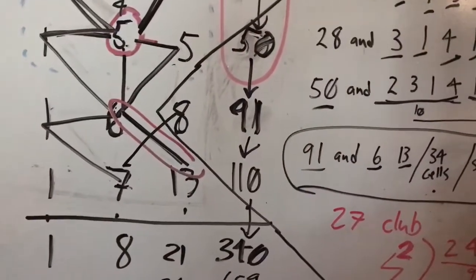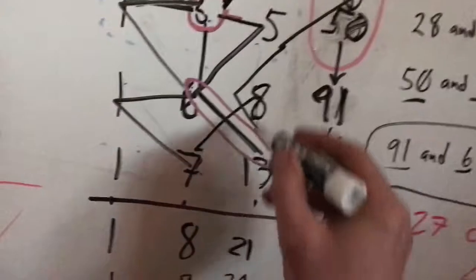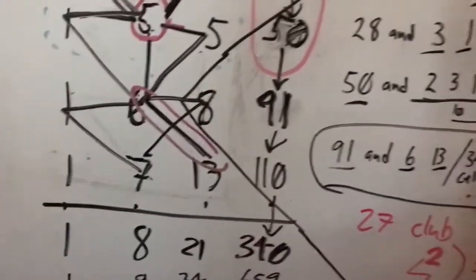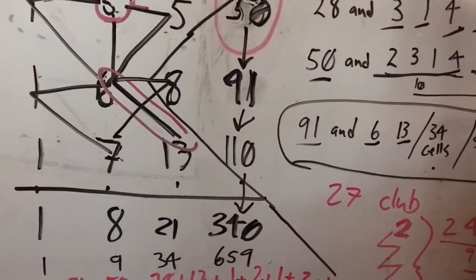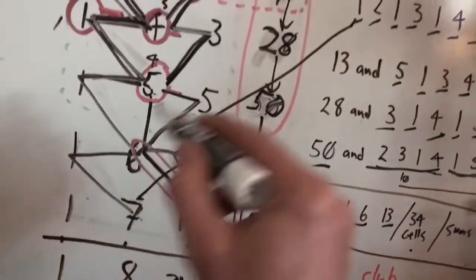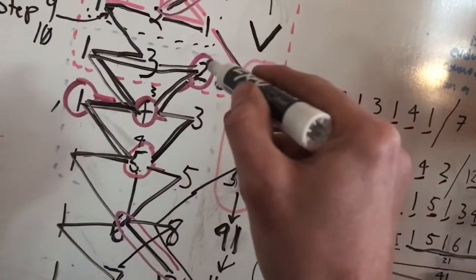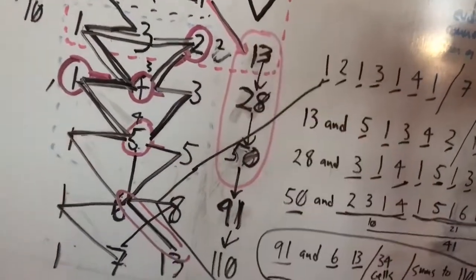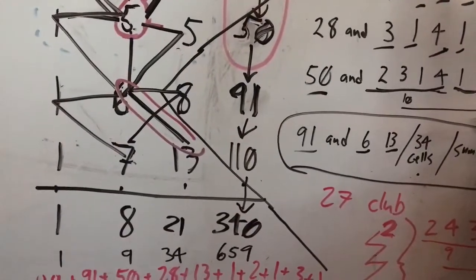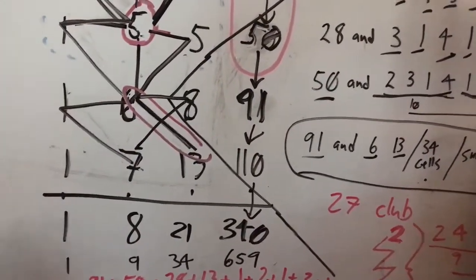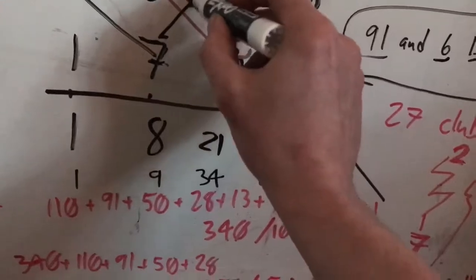Okay? Not a line, a V. Make a V from there to there. That completes your lightning bolt. Okay? It creates a new intersection as well, which is also interesting.